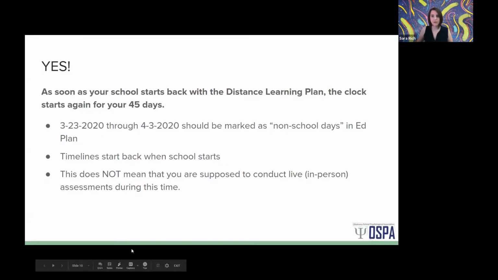Yes. As of right now, the guidance from OSDE and the U.S. Department of Education indicates that all timelines are still applicable and should be followed. Oklahoma has established that initial evaluations must be completed within 45 school days. Hope you guys knew that. Since schools were officially closed from March 23rd through April 3rd, those are not school days, so they do not count towards the 45 school day timeline. If you have not already done this, someone needs to go into your district's Ed Plan and mark those two weeks, March 23rd through April 3rd, as non-school days, just like you marked spring break as non-school days. So those aren't going to show up in Ed Plan.